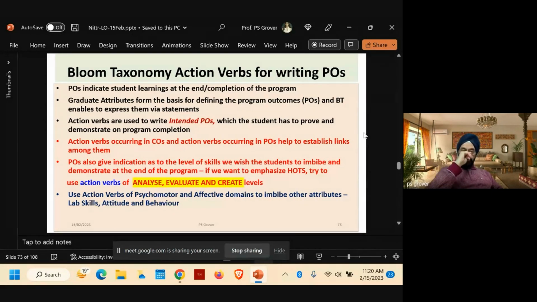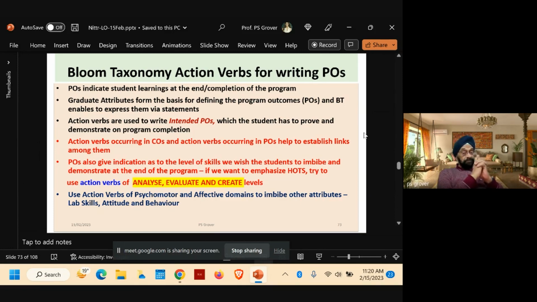See, when I prepare my course outcome using action verbs, I prepare my program outcome using action verbs. Wherever there is a commonality, that means that course outcome is contributing to that particular program outcome to a large extent. Very important: the links between course outcome and program outcome. POs give an indication of the level of skills which the student is to imbibe and demonstrate at the end of the program. Do you want to emphasize the higher order thinking skills? Try to use action verbs of analyze, evaluate, and create levels.